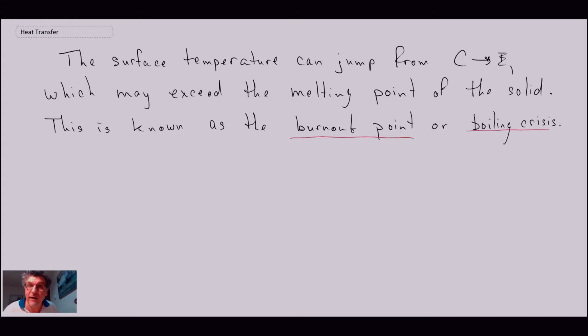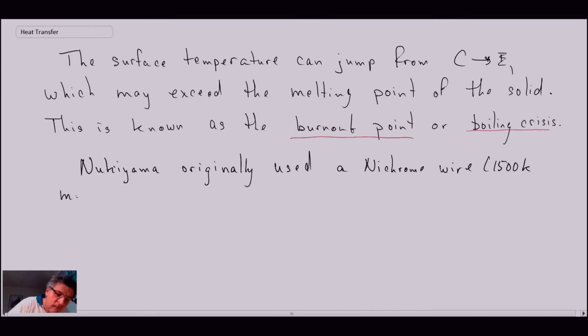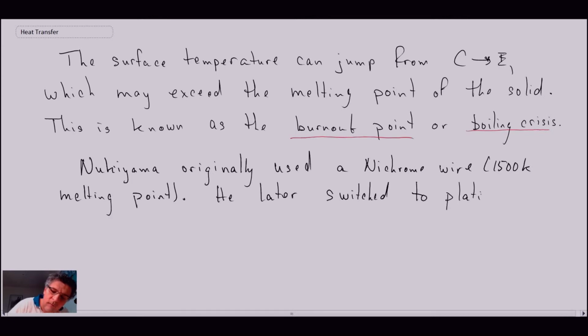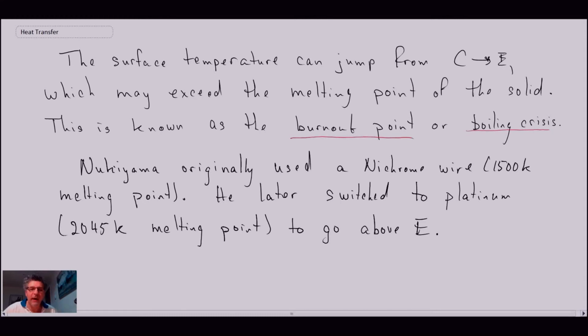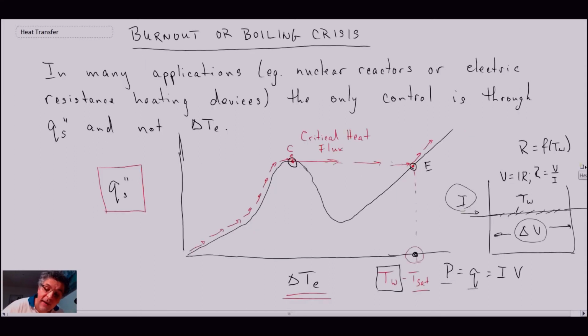Well, what he did is he changed the wire. He originally used a nichrome wire with a melting point of 1500, and then he went to platinum, which had a melting point of 2045. That enabled him to go above E and collect data up in this region here.